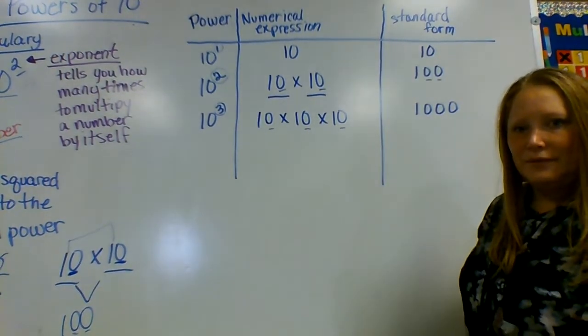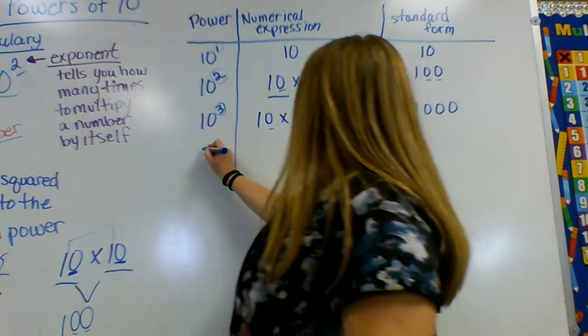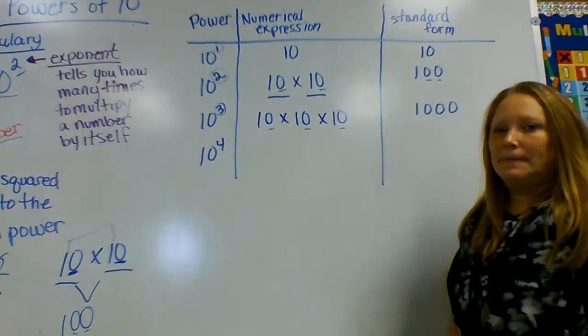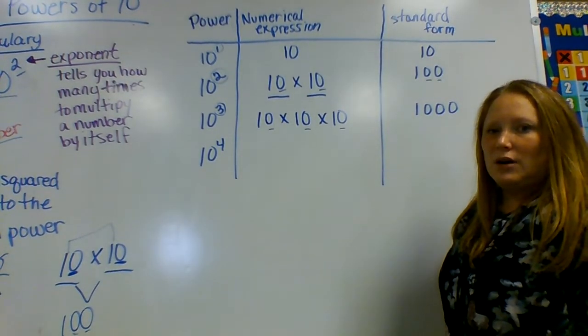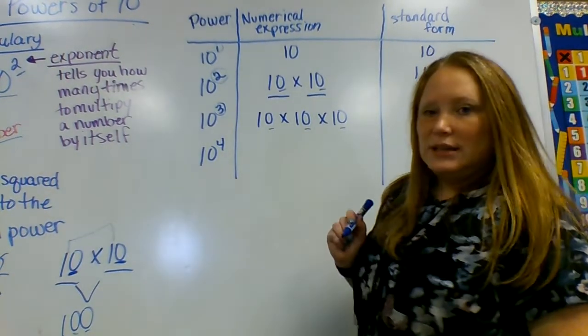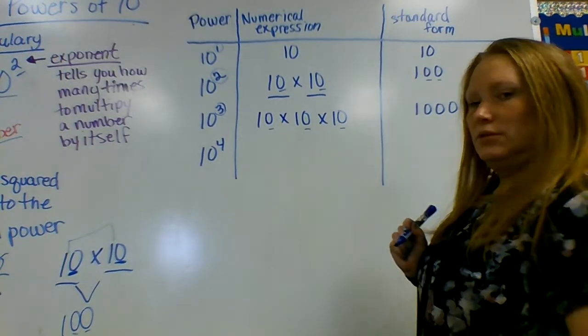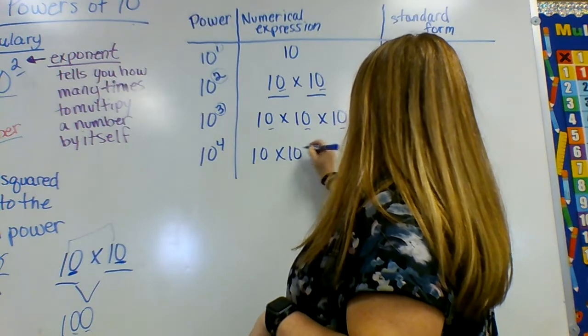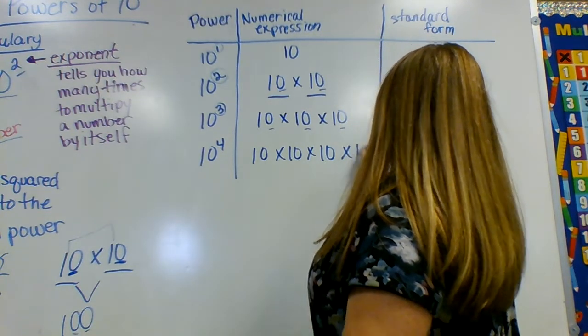All right. Let's do another one. 10 to the fourth power. Okay. How many 10s am I going to multiply times each other? You got it. 4. 1, 2, 3, 4.